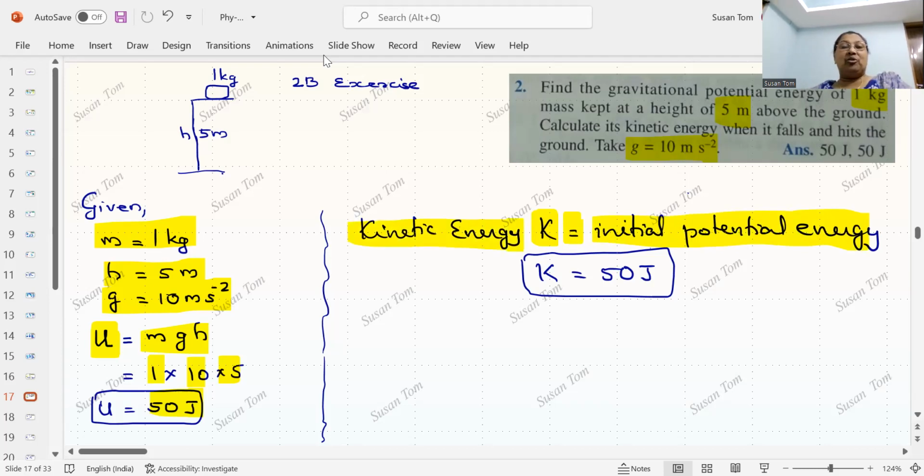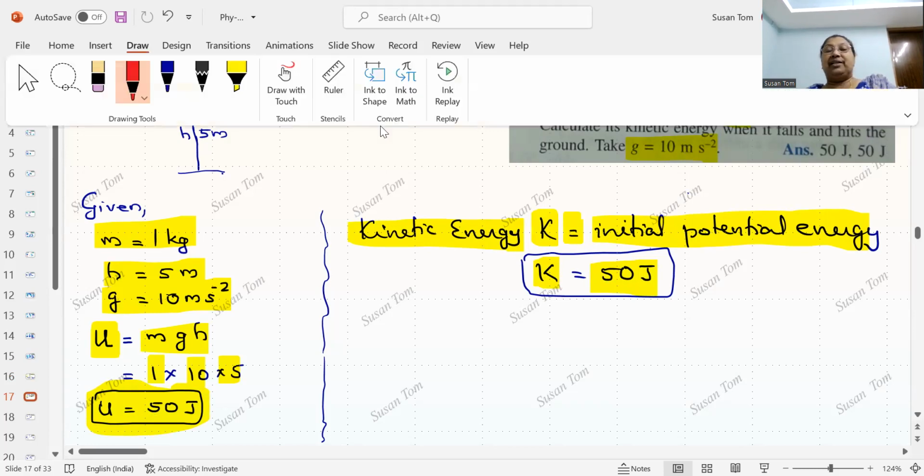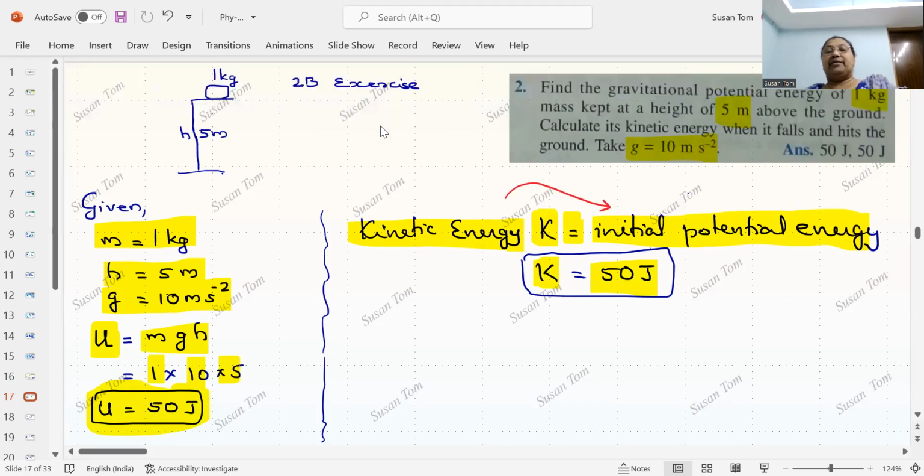Energy can neither be created nor be destroyed. It can be converted from one form to another form. So the potential energy initially is being converted completely into kinetic energy just when it hits the ground. So you can equate K is equal to initial potential energy. U was 50 joules, which we have calculated. Remember, you can only do this equating after writing this statement.